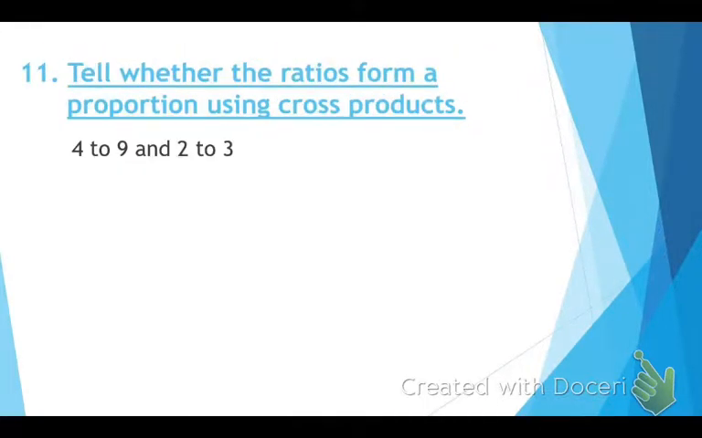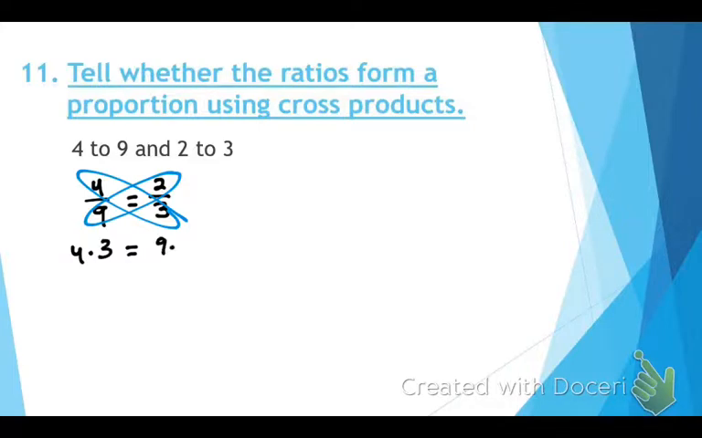This is asking you to tell whether the ratios form a proportion, and I want you to use cross products, okay? So 4 to 9 and 2 to 3. Listen, some people had a hard time with this on the quiz. Take the first one, 4 to 9. So you're going to write it as 4/9 equals 2/3. Remember with cross products, I don't understand why people are still struggling with this part, but I want to help you to understand. You are multiplying across.